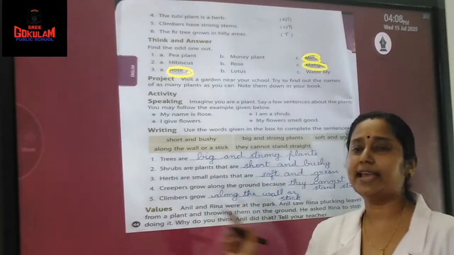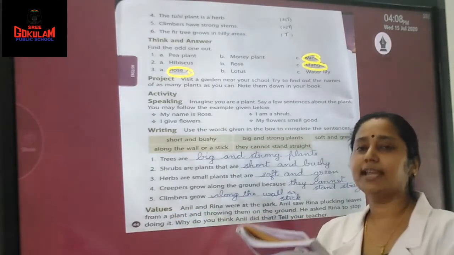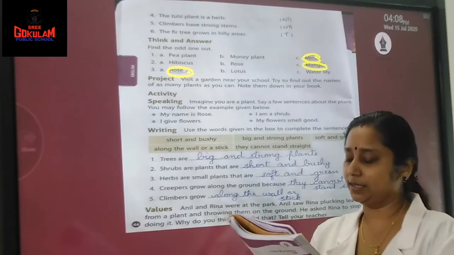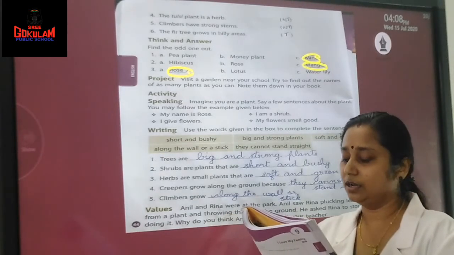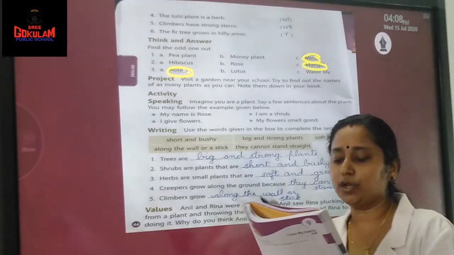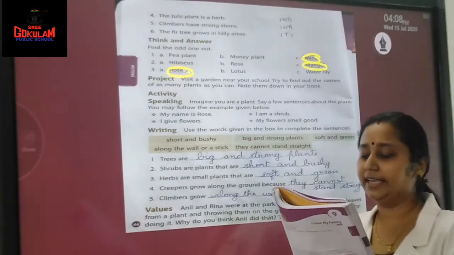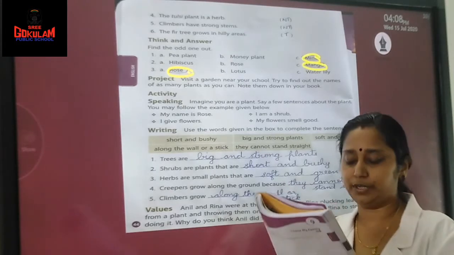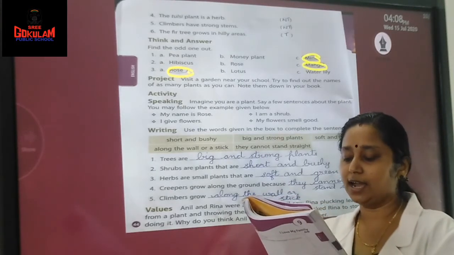Now next one, values. Okay, Anil and Reena were at the park. Anil saw Reena plucking leaves from a plant and throwing them on the ground. He asked Reena to stop doing it. Why do you think Anil did that?